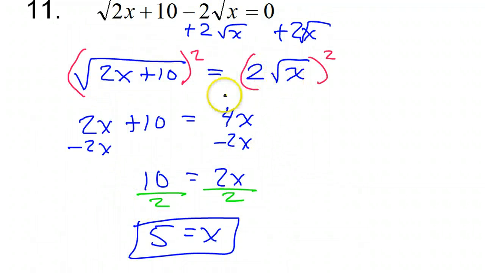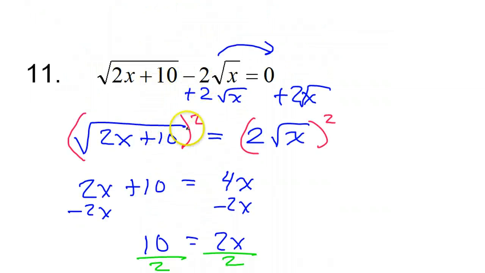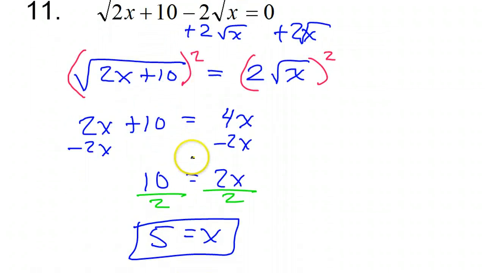Okay, 2 radical 5. 2 times 5 is 10. 10 plus 10 is 20. And that'll be 2 radical 5 as well. Alright, I'm mentally checking it, and it works. So that's the answer to number 11.